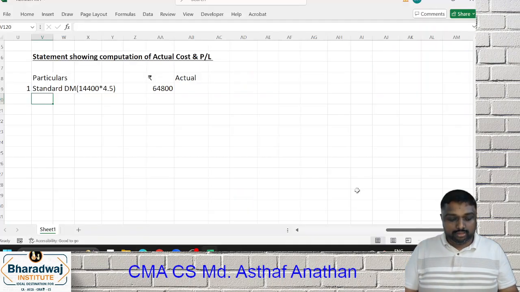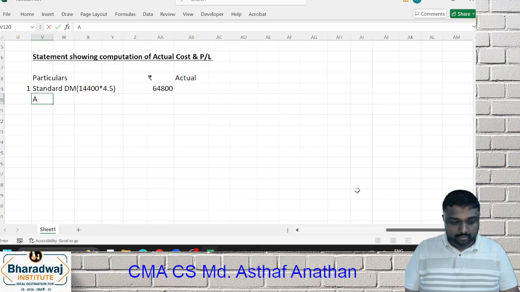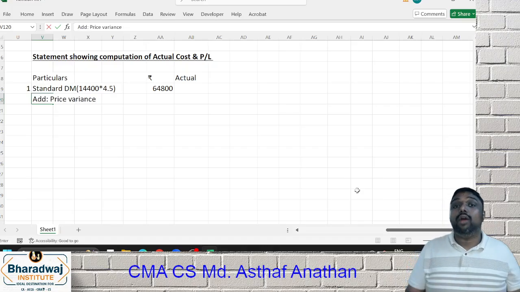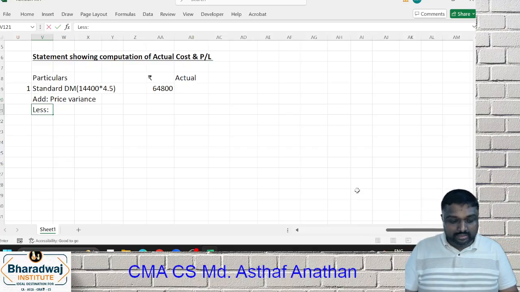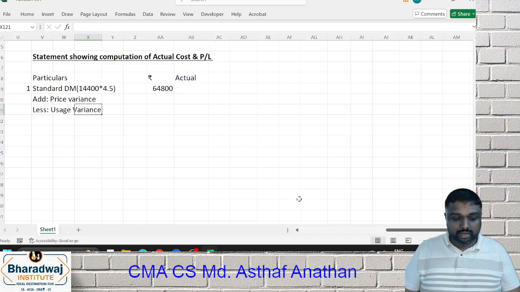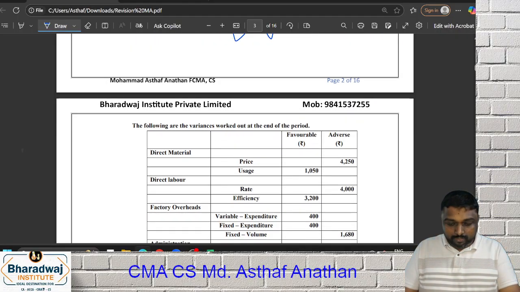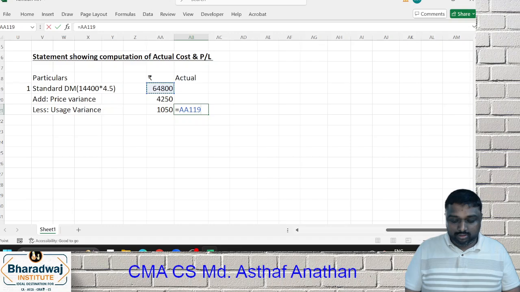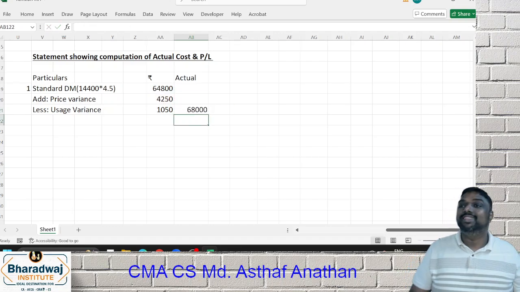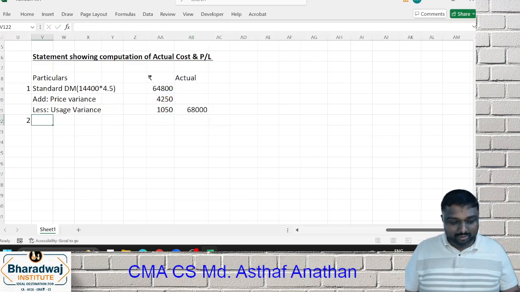Now you have to go for all the material variances. The price is adverse, so add price variance, because why do we have to add? Because the cost is increased, actually increased. So you have to add. Less usage, because cost is less, usage variance. So add 4250, less 1050. So what will happen? This is your actual 68,000.